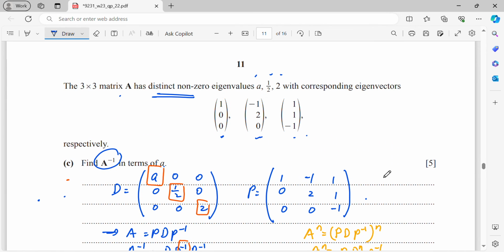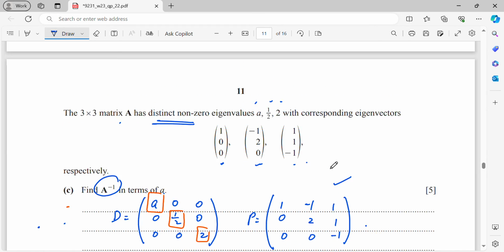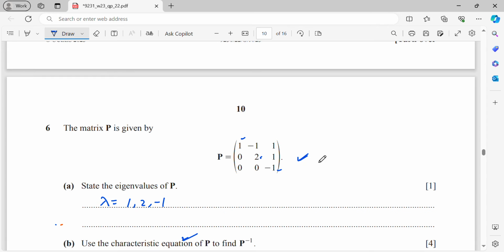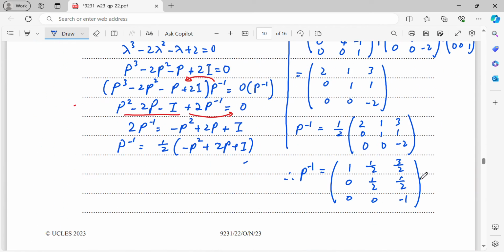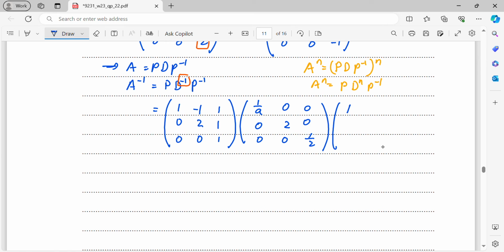Okay, now you check. This is your P. This P is basically the same as the given P here. So we have found the P inverse just now. This is your P inverse, so I will just copy this P inverse. That means here you will be getting 1, 0, 0, half, half, 0, 3 over 2, half, and -1. Then now you just need to do expansion.